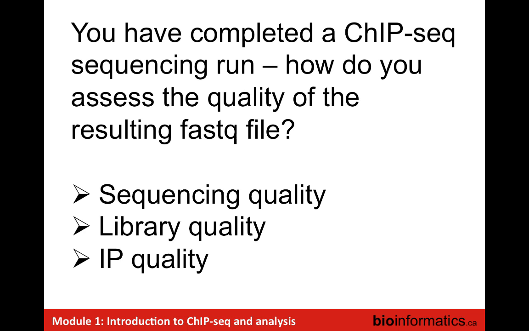Well, three main ways. Sequencing quality, right? Does the sequencing look good? How do we measure that? You can look at the base qualities, for example. We can look at other characteristics, as we'll talk about. Library quality, what's the quality of your library, right? Are we seeing an equal representation of the genome? Are we seeing lots of duplicates, lots of PCR duplicates? And IP quality. Did our immunoprecipitation work? Are we actually capturing regions of the genome that we expect, et cetera?